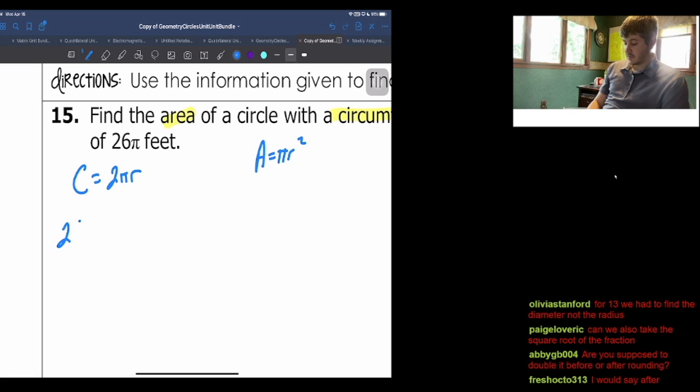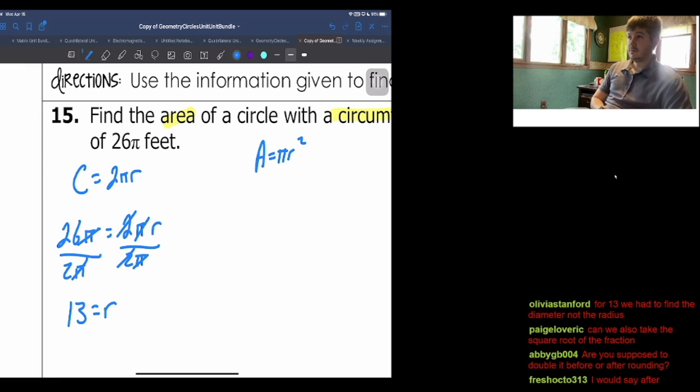So they told me the circumference was 26 pi. We're going to set that equal to 2 pi times r. And then we'll just solve for r by dividing by 2 pi. So again, in terms of pi, it makes it really easy. This is one of the benefits of working in terms of pi. They just cancel, so you have 26 over 2. We get the radius of 13.